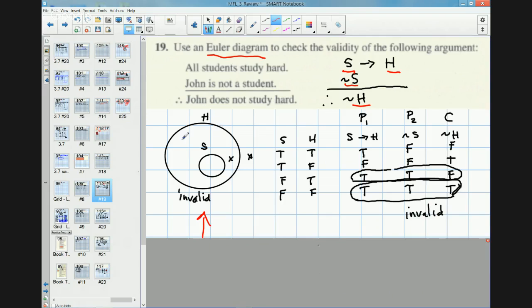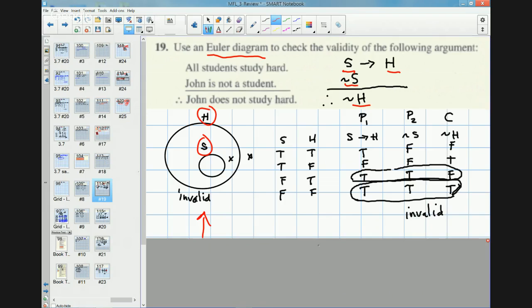So look, did I draw the right diagram for all students study hard? Isn't that basically if you're a student, then you study hard? So that means the student circle has to be inside the study hard circle, correct? Remember, the if has to always be on the inside.